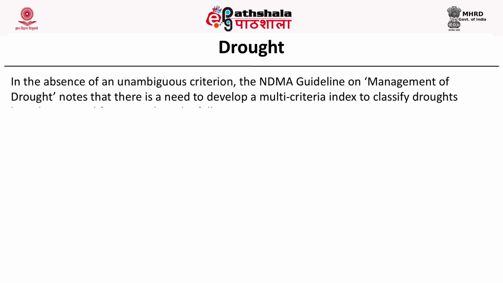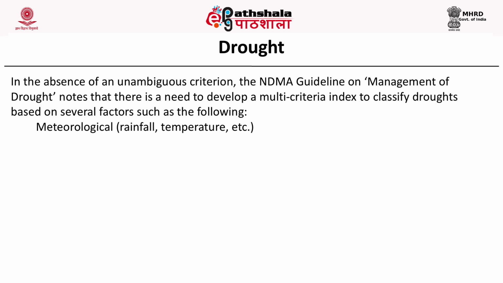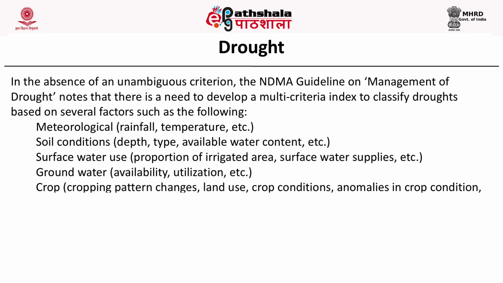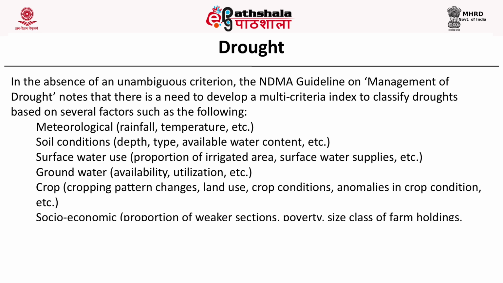So, in the absence of unambiguous criteria, the NDMA guidelines on management of drought note that there is a need to develop a multi-criteria index to classify droughts based on several factors such as meteorological, that includes rainfall and temperature; soil conditions, that includes depth, type, available water content, etc.; the surface water use, that is the proportion of irrigated area, surface water supplies, etc.; the groundwater availability and utilization; the crops, such as changes in cropping pattern, land use, crop conditions, anomalies in crop condition, etc.; and the last one is socioeconomic conditions, which includes proportion of weaker sections, poverty, the size class of farm holdings, and so on.